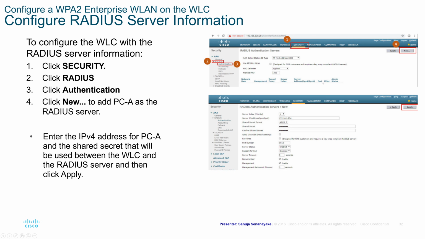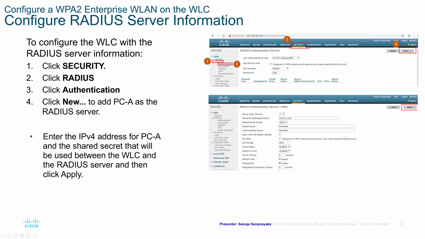And in here, currently we don't have anything configured, so we're going to create a new one by clicking new to add that PCA as a radius server. So we're going to add the PCA now as a radius server by clicking new. So once you have clicked new, you will be greeted with this screen. And what you need to do is to enter the IPv4 address for PCA and the shared secret that will be used between the WLC and the radius server, and then click apply.